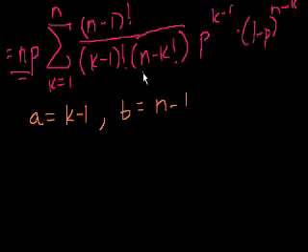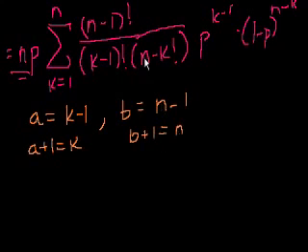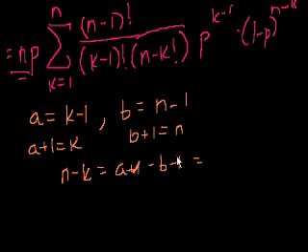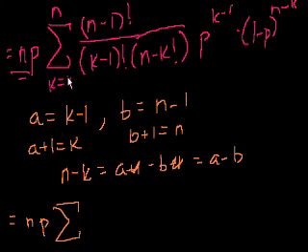And then what would n minus k equal? Let's see, if a is equal to k minus 1, then a plus 1 is equal to k. And then here, b plus 1 is equal to n. So then n minus k would be equal to b plus 1 minus a plus 1, these would cancel out, which would equal b minus a. And let's see if we can simplify this. So this whole sum will then turn into np times the sum from, okay, when k is equal to 1, that's the same thing.